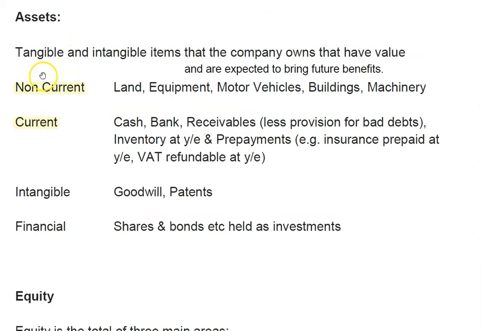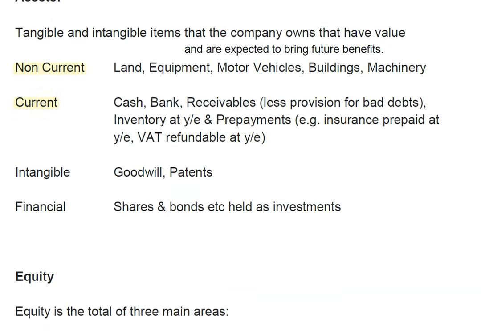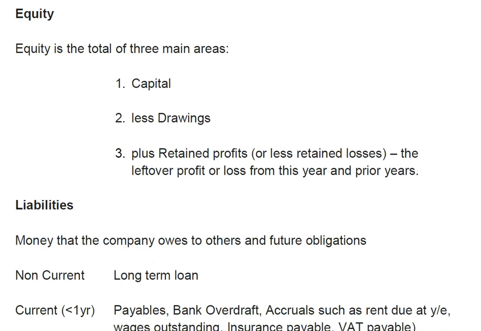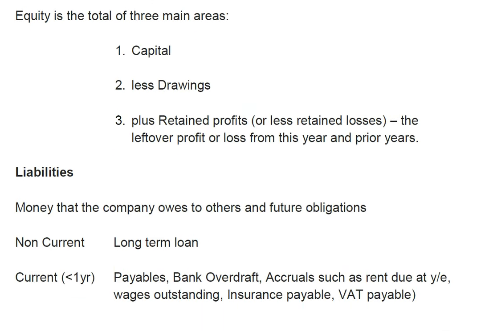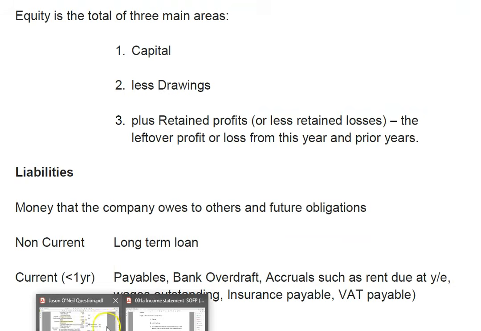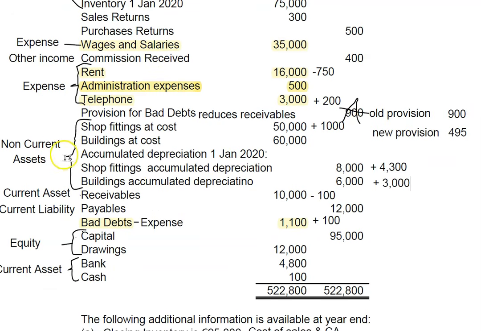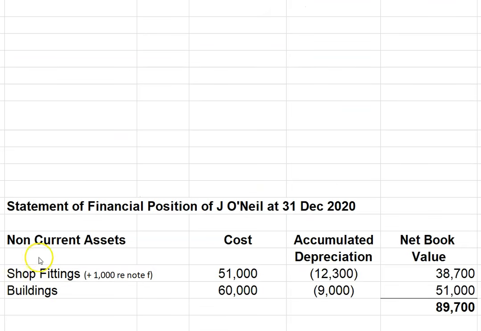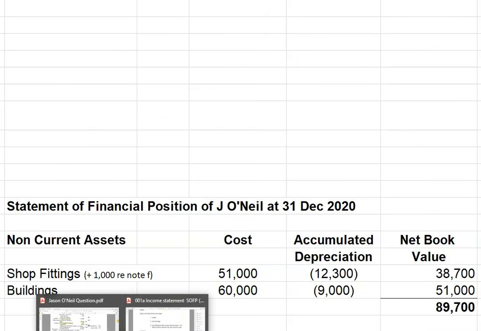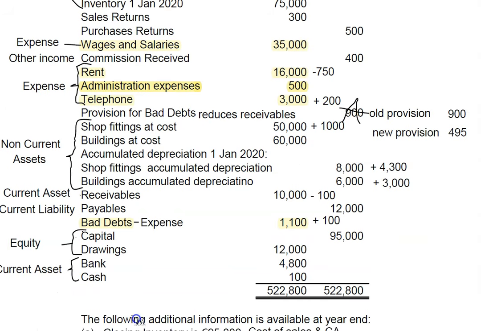Next, we do the statement of financial position. So we need to show our non-current assets and our current assets. And then we need to show our equity and liabilities. So we just pick our non-current assets from the trial balance, the shop fittings and the buildings. So the section is always the same. For non-current assets, we have three columns: cost, accumulated depreciation, net book value. So our costs are 51 and 60. Here they are, the cost 51 and 60.